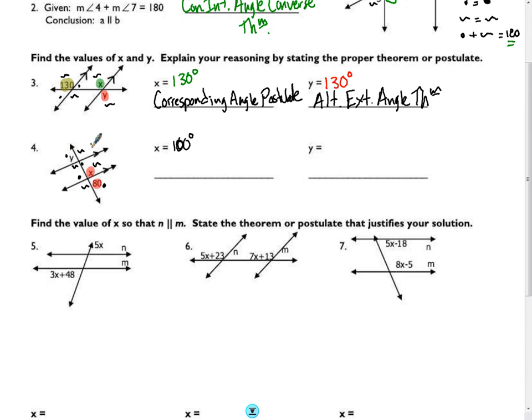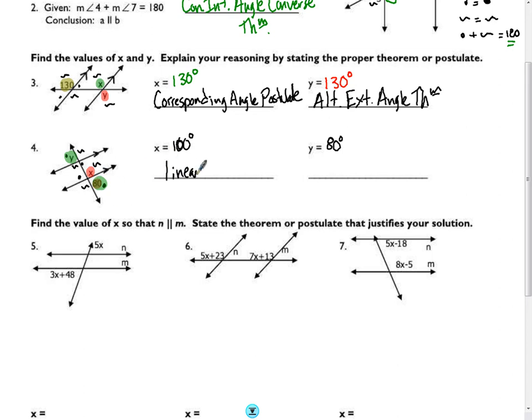Also, y is a, let me use my highlighter here, y is a dot, and 80 is a dot, therefore y would also have to be 80 degrees. Now I need to understand the relationship. We said x and 80 had a linear pair relationship.